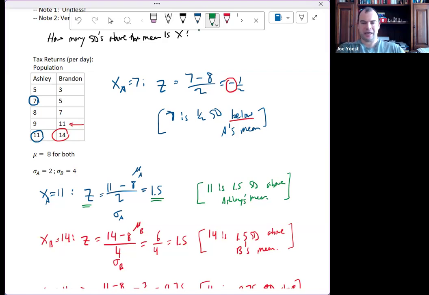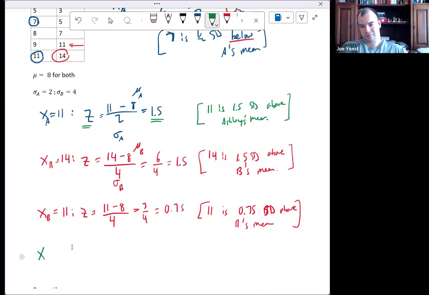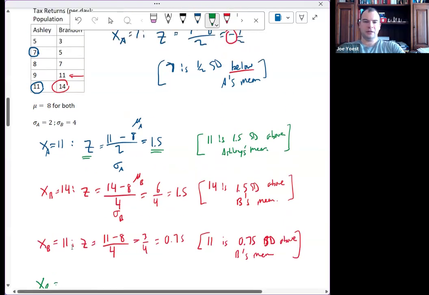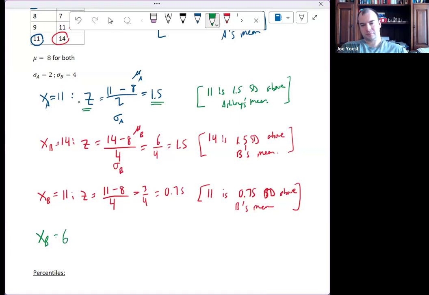And lastly, just as a last example, we could ask a question like, I guess I'll come down here so that these stay kind of together. If Brandon had gotten, or maybe in an upcoming week, if he ends up with a day where he gets 6 returns that day, note that that's not a member of this data set. So what about a hypothetical data value? What if he got 6 returns per day? What would the z-score associated with that be?